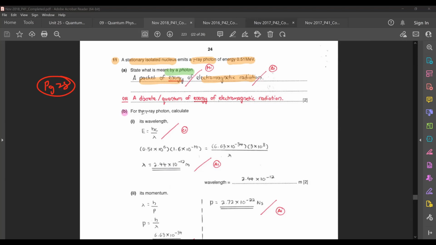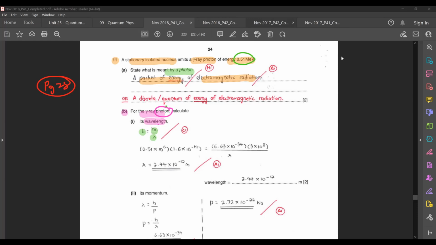For B, for the gamma ray photon, calculate its wavelength. So you want to calculate the wavelength of the photon. For a photon specifically, when you want its wavelength, it's always going to be E equals hc over lambda. You don't use the de Broglie wavelength straight away here, because you already know this is a photon, you want its wavelength, and you know the energy, so you can just use this equation straight.